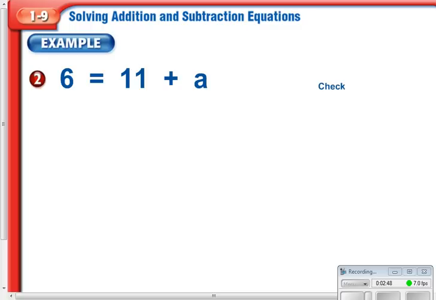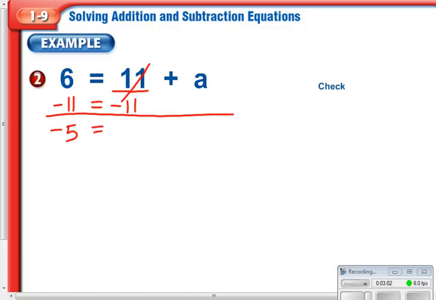Example 2. Go ahead and work through this as well. 11 is positive, so subtract 11. Equal sign lines up. 6 take away 11, we get negative 5. 11s cancel out. We drop down a. So in this problem, our solution is negative 5. And again, you can always check like we did before by substituting that in for a.